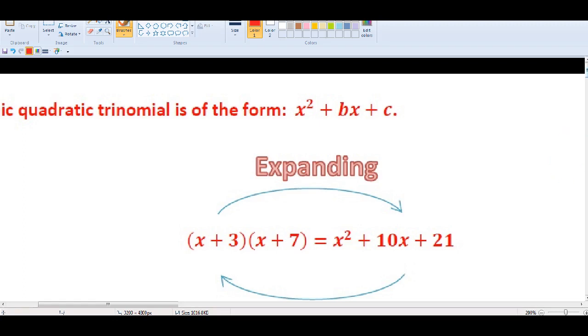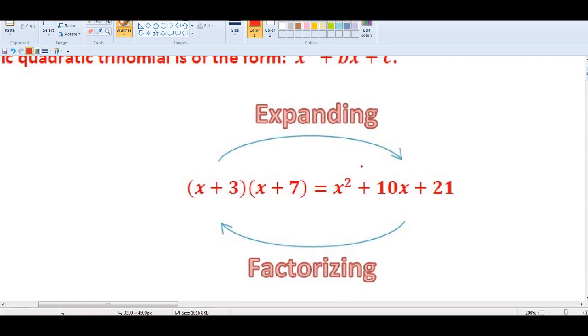And the problem is, how could we do it from the other side? For example, if you are given x squared plus 10x plus 21, how could you get back to bracket x plus 3 times x plus 7? That process is called factorizing. You need to factorize, make them into the factor form. There are 2 factors. So we're going to learn that.